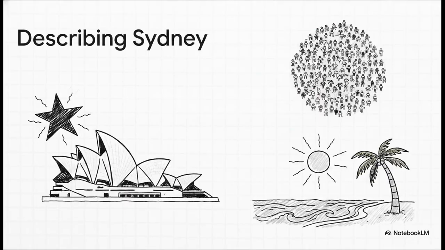Let's break down a few more of these descriptive sentences. The opera house is famous. Singular subject, the verb is, plus your adjective. Sydney has 5 million people. The city basically possesses that population, so we use has.